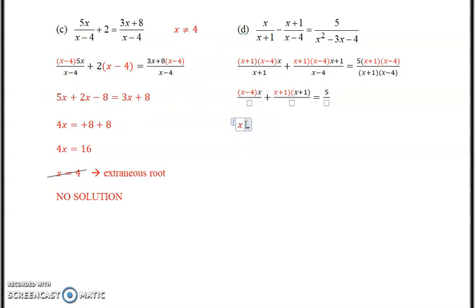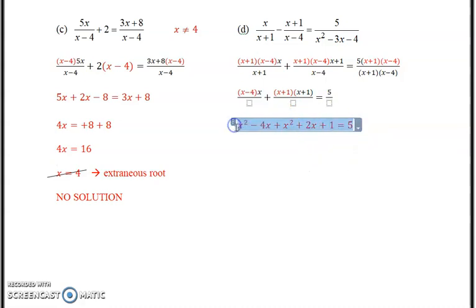x multiplied by x, and minus 4 multiplied by x, so that actually becomes x squared minus 4x, and then we got the x plus 1 multiplied by x plus 1, so that gives us plus x squared plus 2x plus 1, so x multiplied by x is x squared, 1 times x is x, and 1 times 1 is 1, and that's all equal to 5.